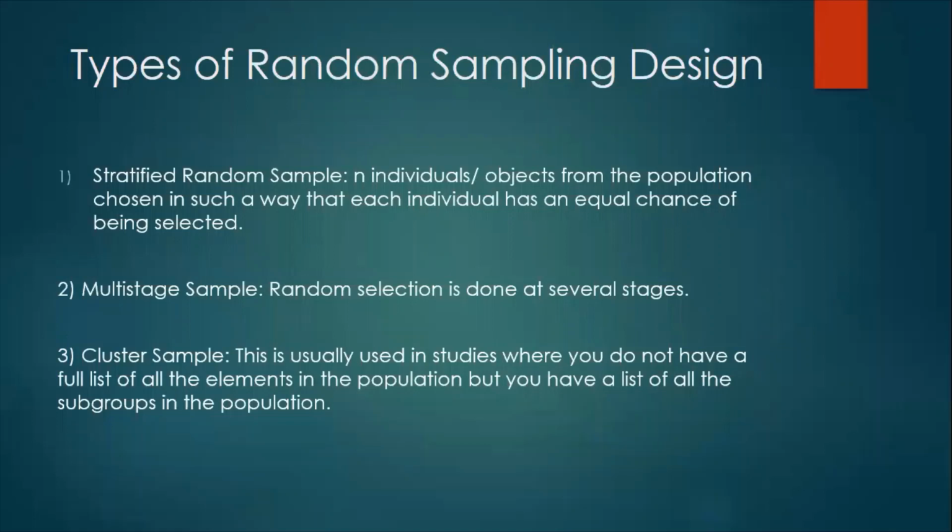And we have simple random sampling, which is just n individuals or objects from the population chosen in such a way that each individual has an equal chance of being selected. So that's the simplest one.